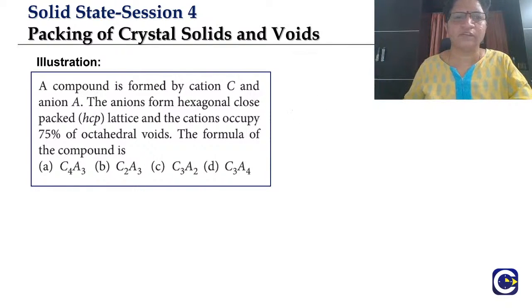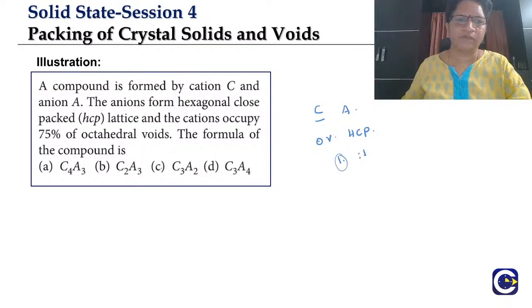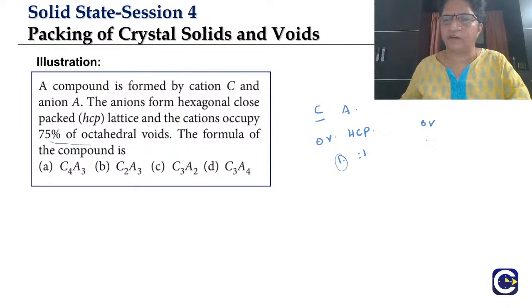The same way, just try doing it. A compound is formed by cation C and anion A. These form HCP structures and these form octahedral voids. What will be the ratio of it? 1:1. But only 75% of octahedral voids are filled up. So if I take octahedral voids, 1 into 3/4:1. Why 3/4? Because it's given as 75%.